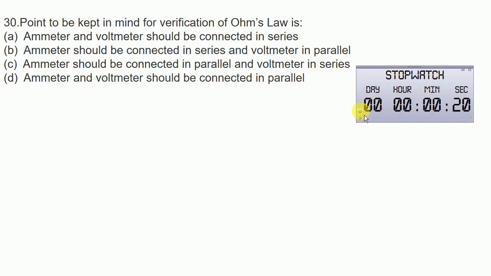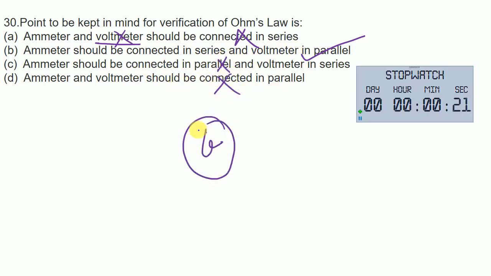Next, verification of Ohm's law. Point to be kept in mind: ammeter and voltmeter should be connected. Is totally wrong. Voltmeter is never connected in series. Ammeter should be connected in series and voltmeter in parallel. Totally correct. Yes, ammeter in series and voltmeter in parallel. Ammeter in parallel and voltmeter wrong. Both in parallel wrong. So correct option is B. Right? You remember the arrangement.